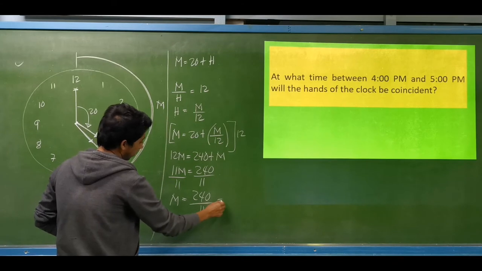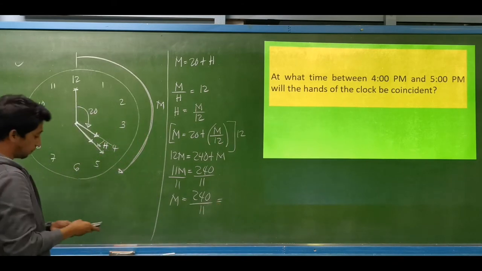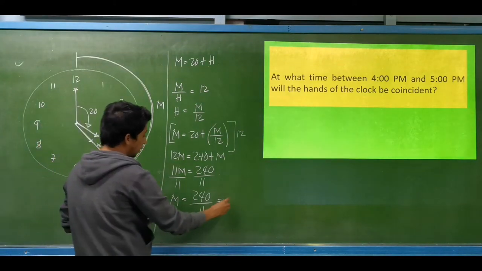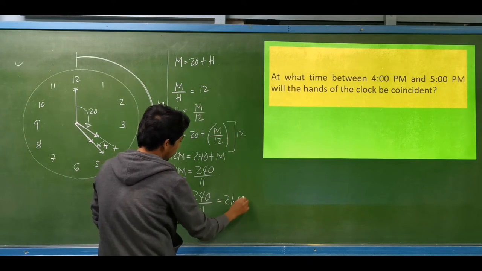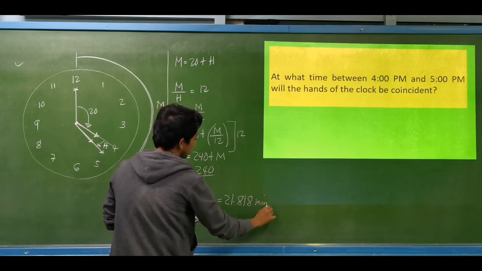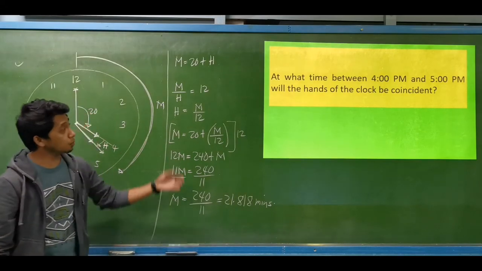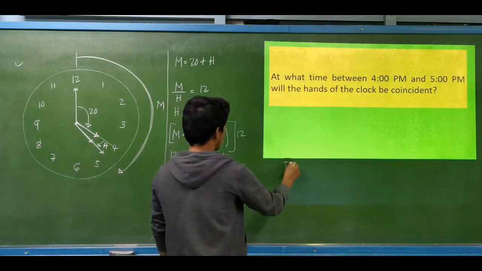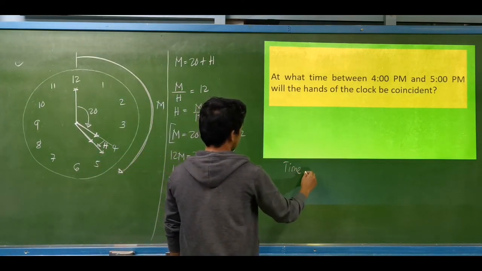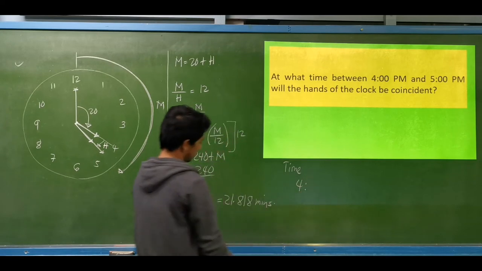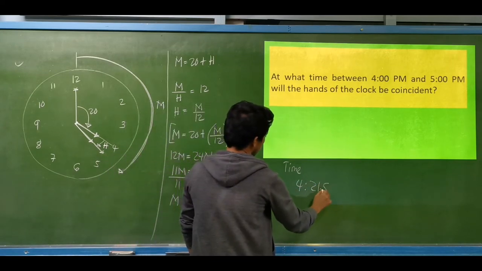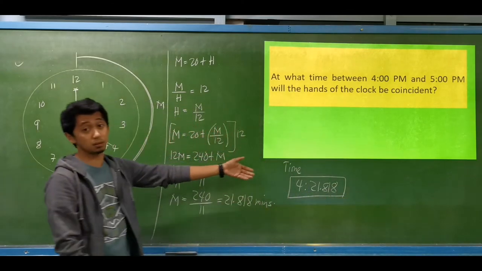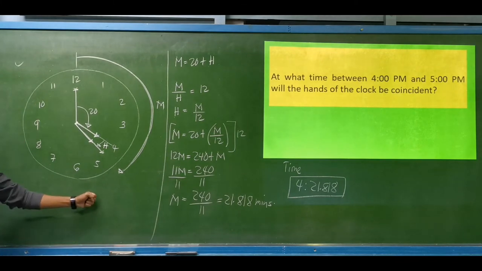divided by 11, and this is equal to, what is 240 over 11? It is the same as 21.818 minutes. So therefore, we are looking for the time, since that is past 4, our answer will be the time will be 4, next is minutes, we have 21.818. So this will be the time that the hands of the clock be coincident. So this will be our answer.